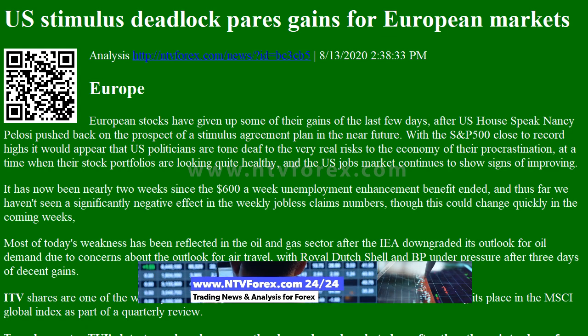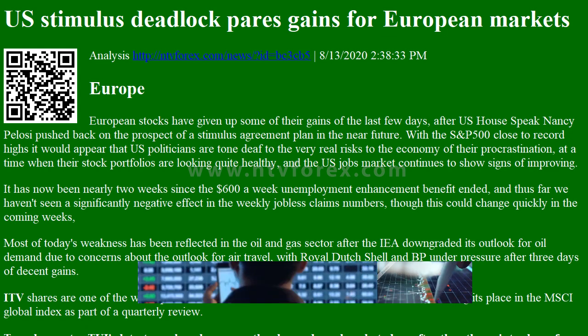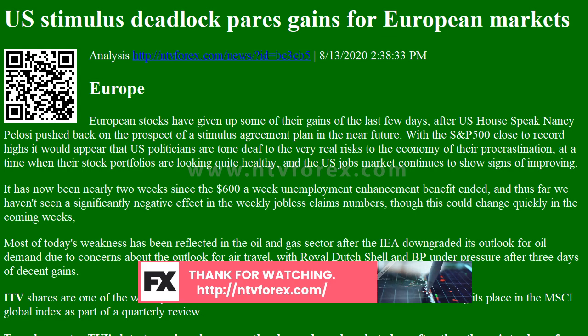With the S&P 500 close to record highs, it would appear that U.S. politicians are tone deaf to the very real risks to the economy of their procrastination, at a time when their stock portfolios are looking quite healthy, and the U.S. jobs market continues to show signs of improving. It has now been nearly 2 weeks since the $600 a week unemployment enhancement benefit ended, and thus far we haven't seen a significantly negative effect in the weekly jobless claims numbers, though this could change quickly in the coming weeks.